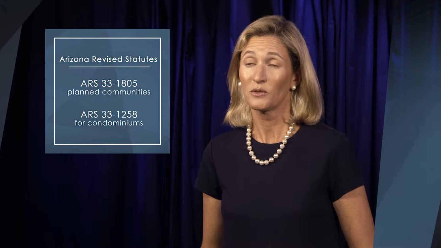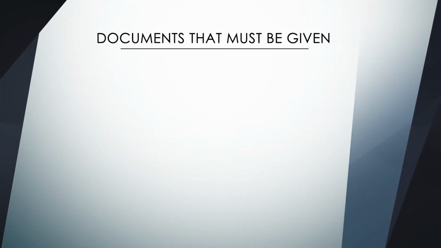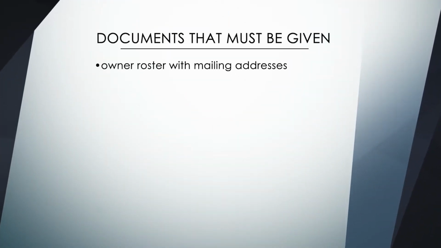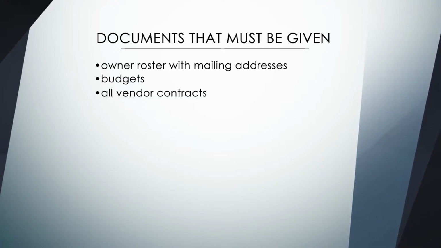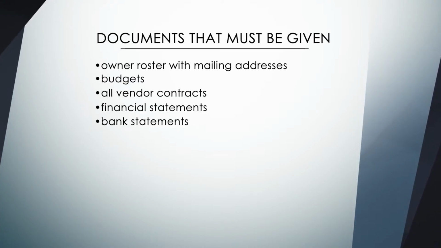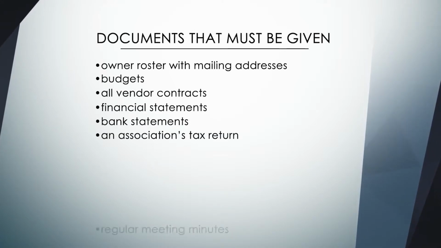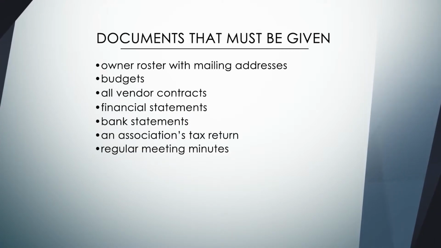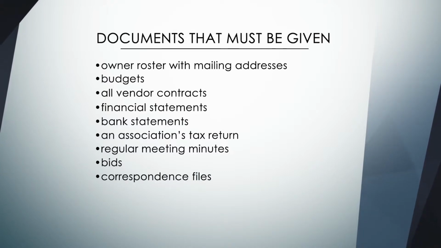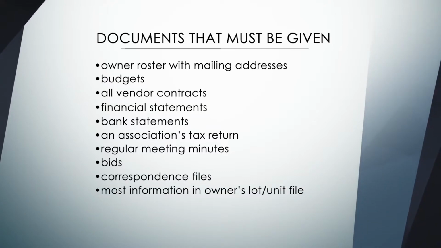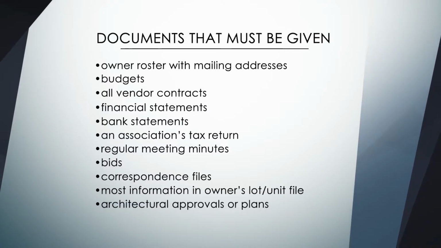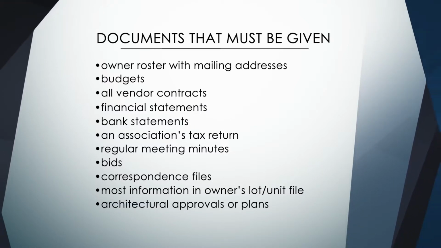It is important to note that under Arizona law, owners can see almost all of the books and records of an association, with limited exceptions. Here are some examples of association documents that must be given to owners. Owner roster with an owner's mailing address, budgets of the association, vendor contracts, financial statements, bank statements for the association, tax returns, regular meeting minutes once they've been approved by the board, bids, the association's correspondence files, most information in an owner's lot or unit file, architectural approvals, or plans for architectural approvals.